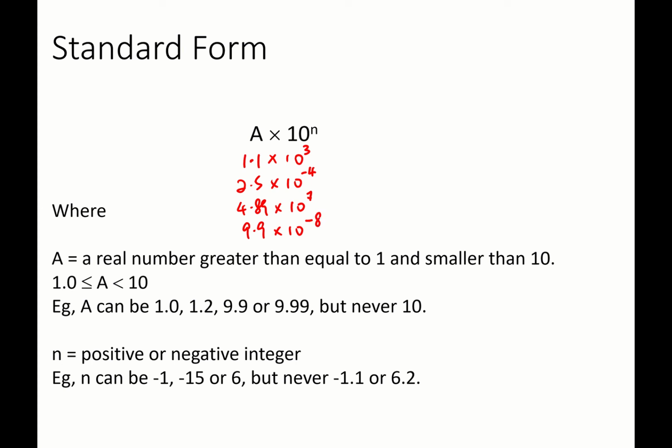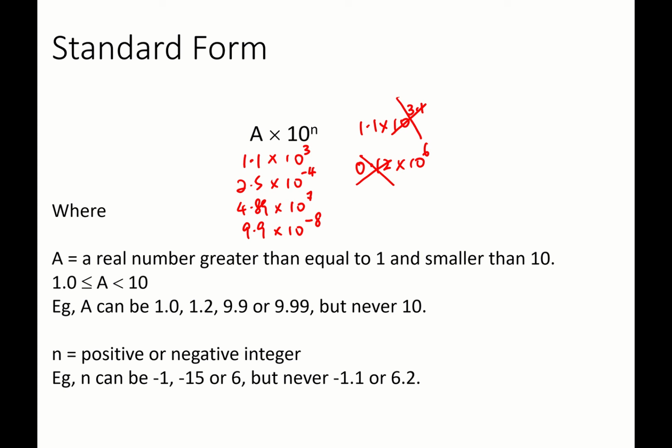All these can be standard form, but your standard form cannot be 1.1 times 10 to the power of 3.1. This is not standard form. Or if you have 0.12 times 10 to the power of 6, this is not standard form.